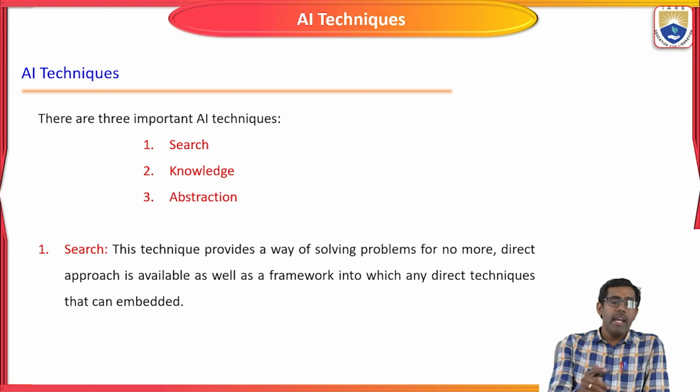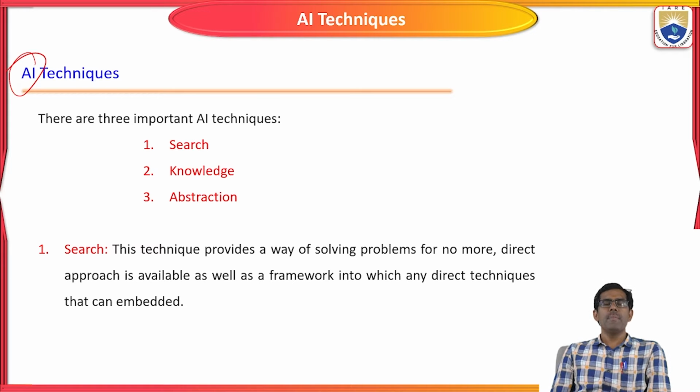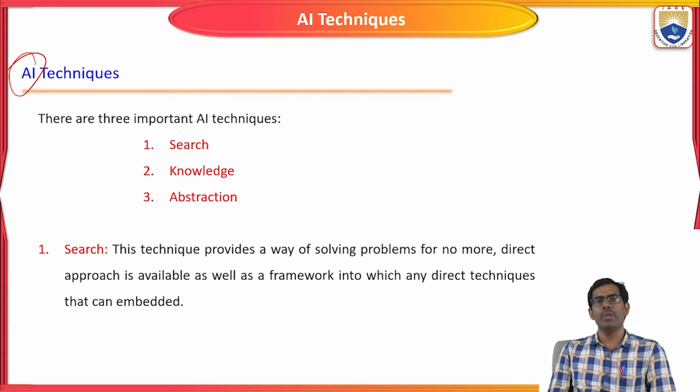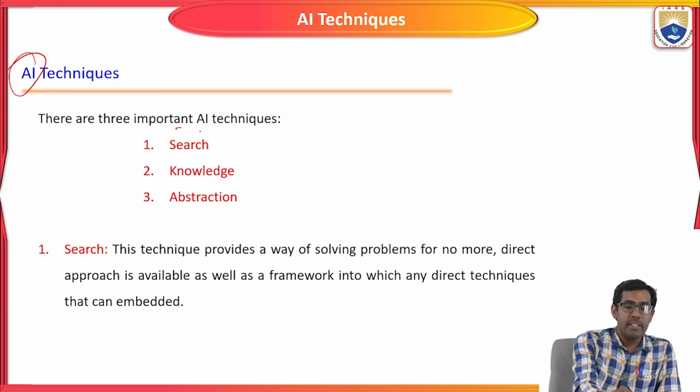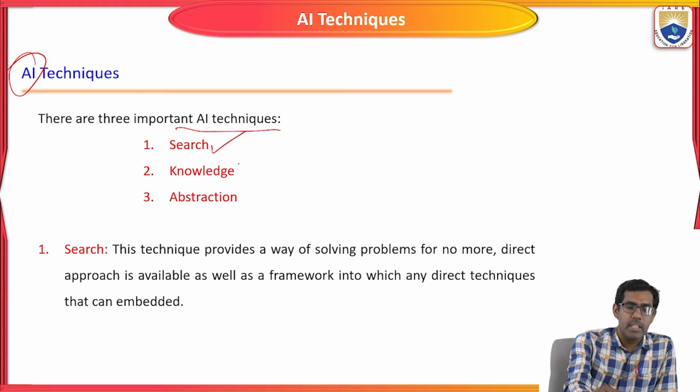In AI techniques, just what does artificial intelligence mean? The machine should act like a human or think like a human. Basically, we know that all the machines should think like a human. How the artificial intelligence machines should think like a human happens based on these various AI techniques. In that, the first one is searching. The second one is knowledge. The third one is abstraction.